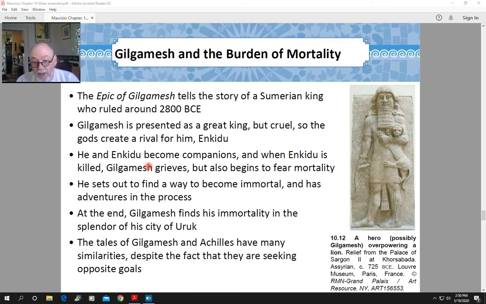This is from the palace around 725 BCE, and at any rate, is a heroic figure who's sort of strangling a lion.